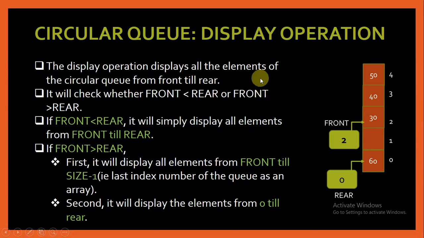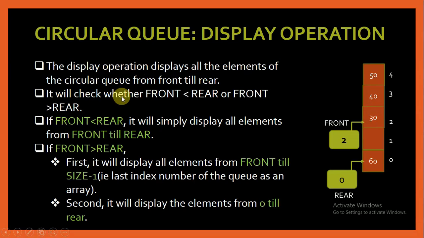Now display operation. Display operation of circular queue is somewhat different from normal queue. Now let us understand how to perform display operation in the case of circular queue. The display operation displays all the elements of the circular queue from front till rear. We always display elements beginning from front and go till rear.